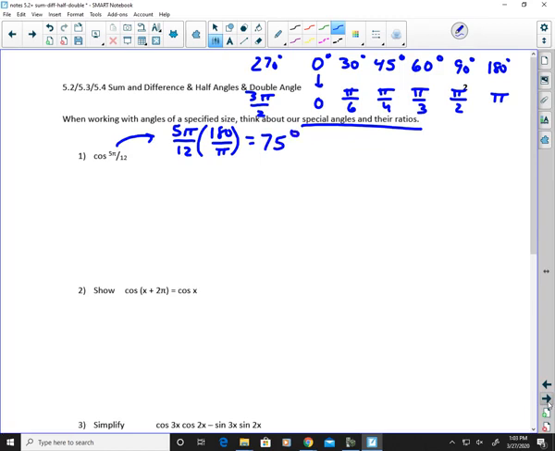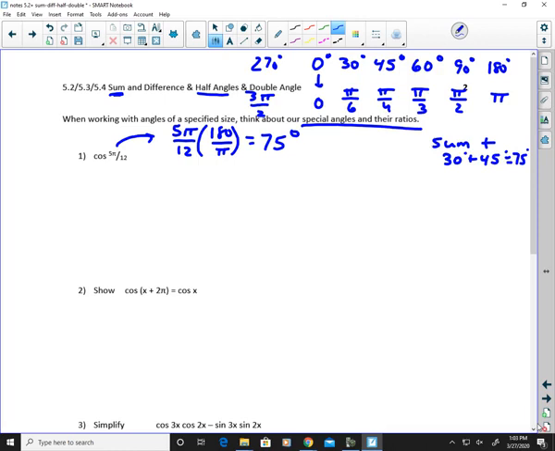So based on our choices up above, and based on what we're doing, sum and difference, half angles, double angles, I can think about what possibilities I might be able to do with those things. If I'm thinking sum, I would look up above and say, are there two numbers from above that when I add them, I will get 75? And yes, 30 plus 45 degrees will be 75.